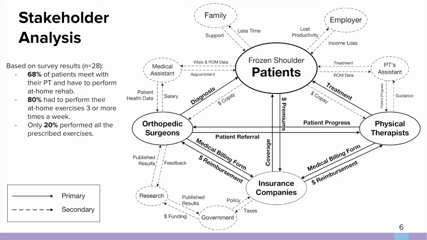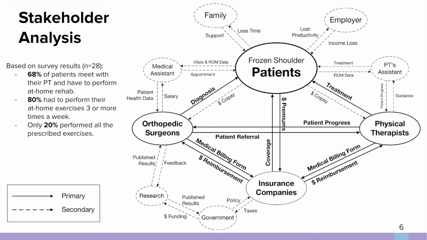At the end of the session, the physical therapist provides a list of physical therapy exercises that the patient must perform between sessions. To determine the frequency of these at-home exercises, a survey of patients that had physical therapy for a shoulder condition was conducted. 68% of the respondents indicated that they had to perform at-home exercises during the course of their treatment, with 80% indicating that the frequency of their at-home exercises was 3 or more times a week. However, only 20% answered that they performed all of the prescribed exercises.